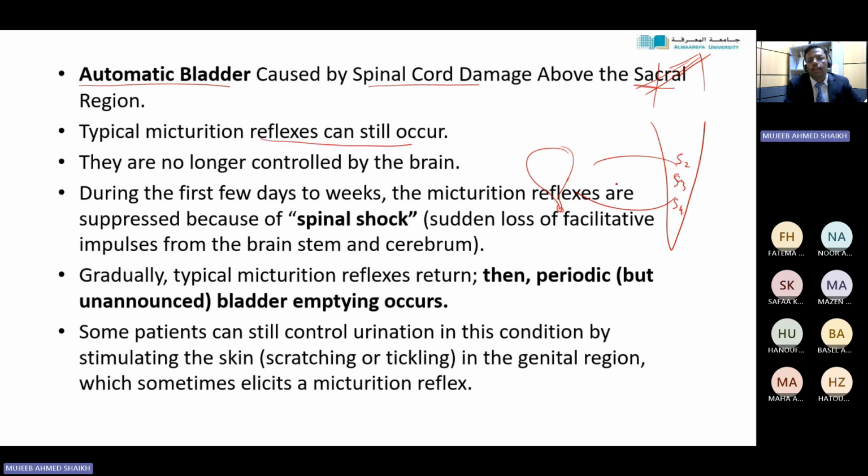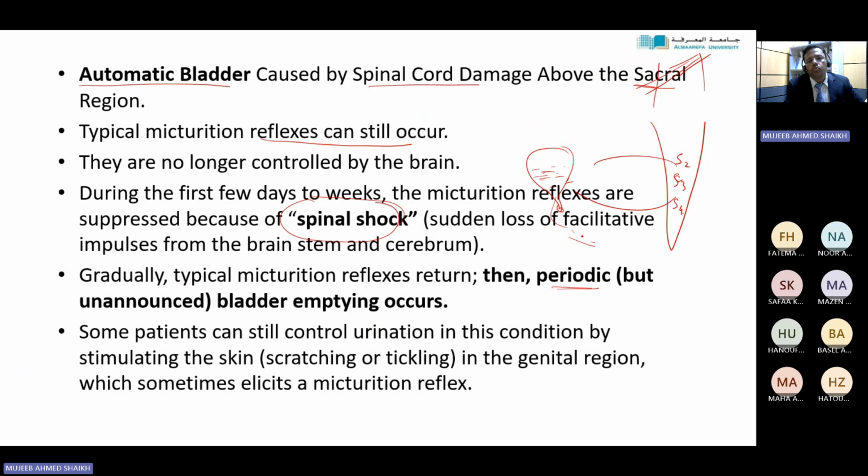Here, because there is intact nerve supply, it is a local response, but it is not controlled by the brain. That's why this is usually found in spinal shock, in the first few weeks of spinal shock, when there is a sudden loss of facilitative impulses coming from the brain. Gradually the reflex will start periodically; let's say when 200 ml or 400 ml of urine is collected, there will be a normal reflex and passage of urine.